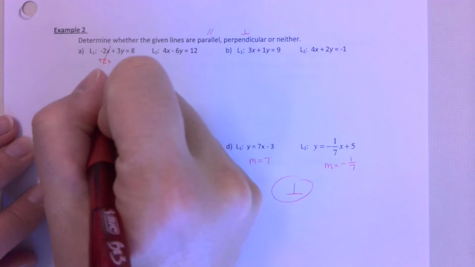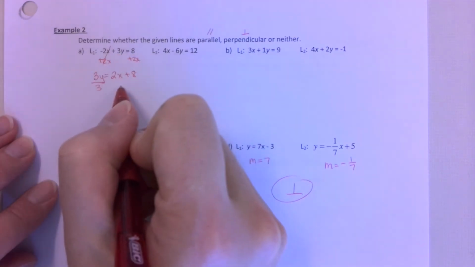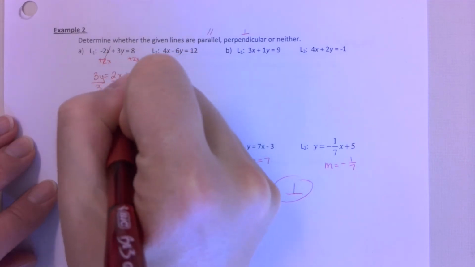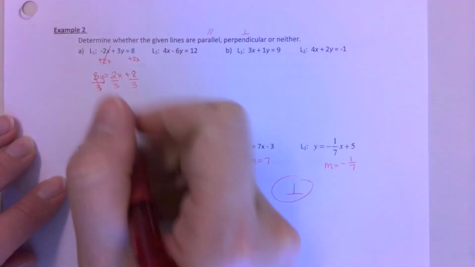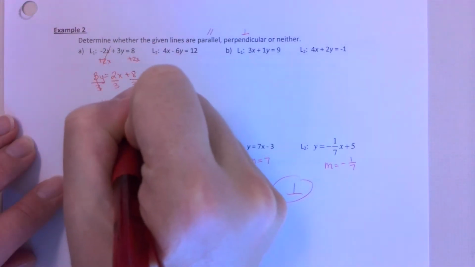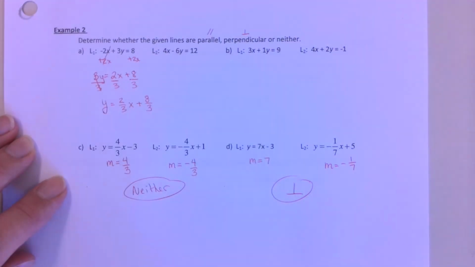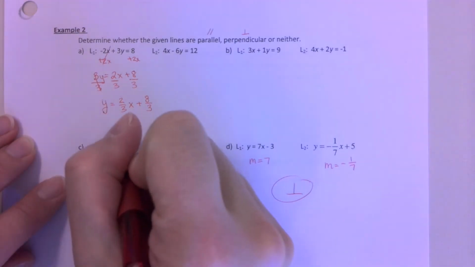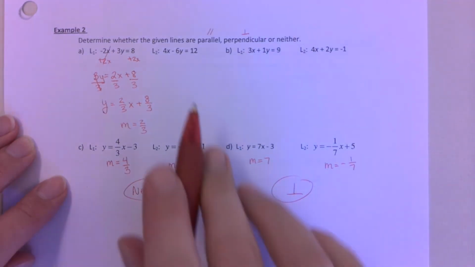One of the things I'd like you to start considering is you're really dividing everything on both sides by 3, but I would like you to start breaking it up and dividing each piece by 3. So everything has to be divided by 3. This is going to cancel out, and it's going to leave me y equals 2/3 x plus 8/3. I'm going to go ahead and just leave everything as a reduced fraction. My slope on this line is 2/3. Okay, now let's go to this one.